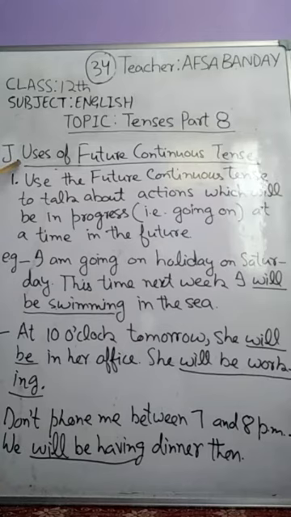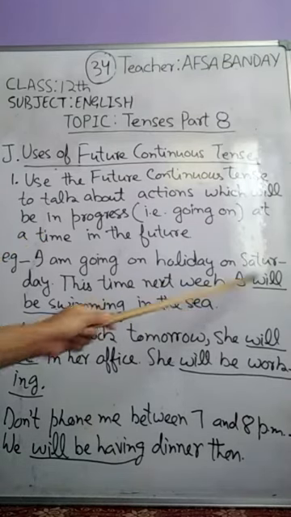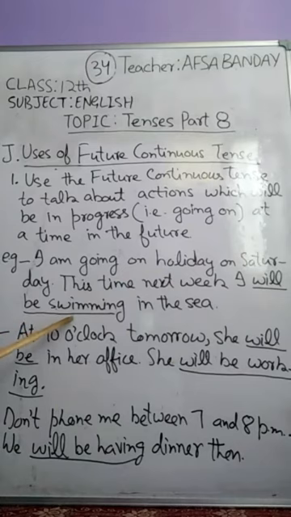And first we will start with uses of future continuous tense. You know that in future continuous tense we use will or shall plus be plus the present participle form of the verb, or what we also call the ing form of the verb. So its first use is we use the future continuous tense to talk about actions which will be in progress, that means going on at a time in the future. First we are referring to the future, and then we say at a particular point of time that action will actually be going on or continuous. For that we use future continuous tense.